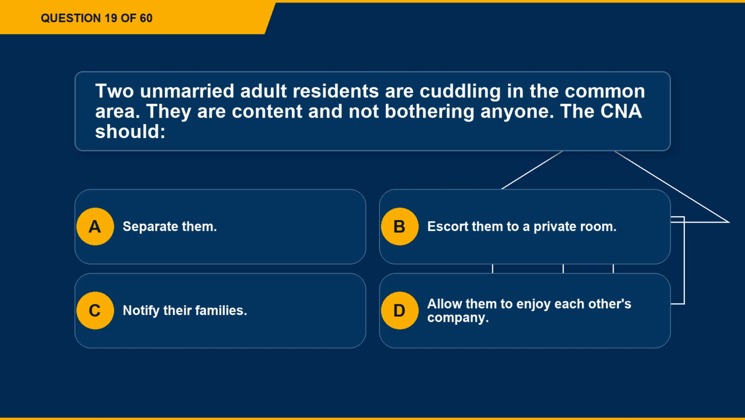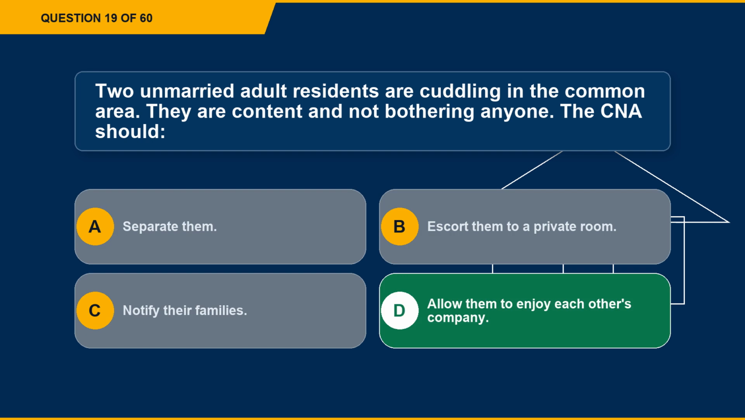Two unmarried adult residents are cuddling in the common area. They are content and not bothering anyone. The CNA should: Option A, separate them. Option B, escort them to a private room. Option C, notify their families. Option D, allow them to enjoy each other's company.